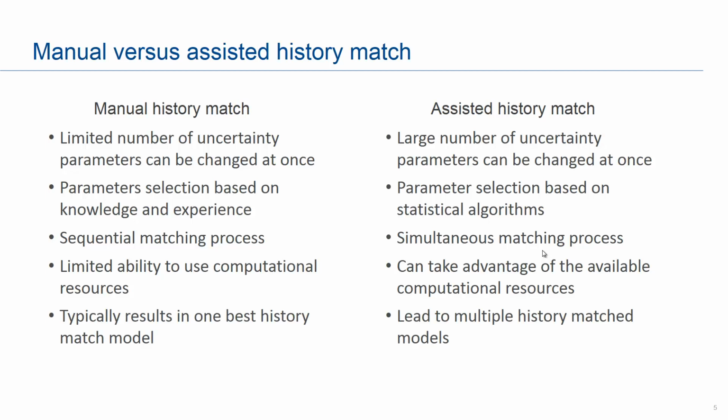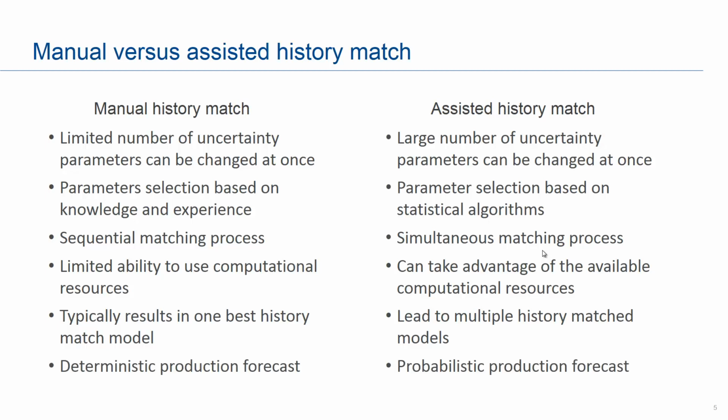Manual history match would typically result in one best history match model because that's what you're really trying to do. You are only running one variant of the model at a time, while on the other side, assisted history matching helps you identify multiple history match models. And since you only have one history match model in the manual approach, your production forecast would be very deterministic, while assisted history match would allow you to have a probabilistic production forecast.